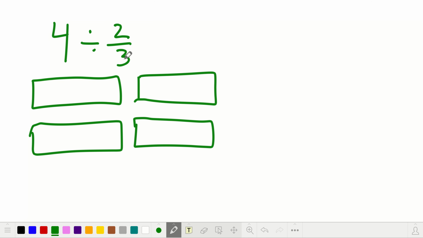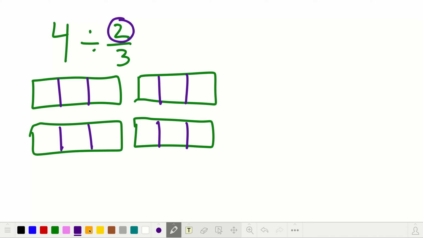So to draw thirds, 3 take away 1 is 2. I'm going to draw 2 lines in each of these rectangles, and that's going to split into thirds. Now this problem is asking how many 2/3 are there. So you see that 2 right there?